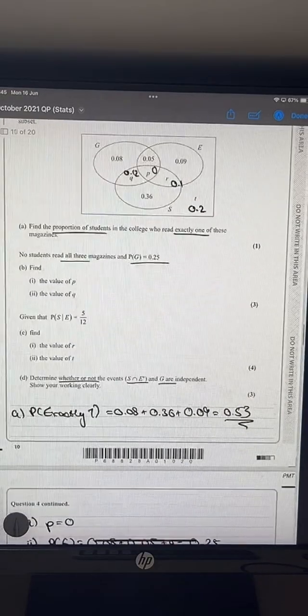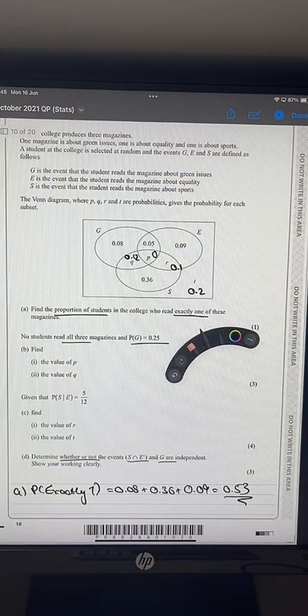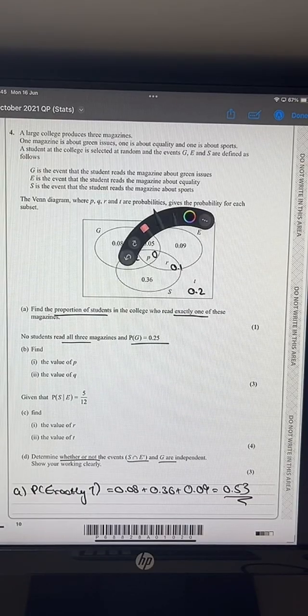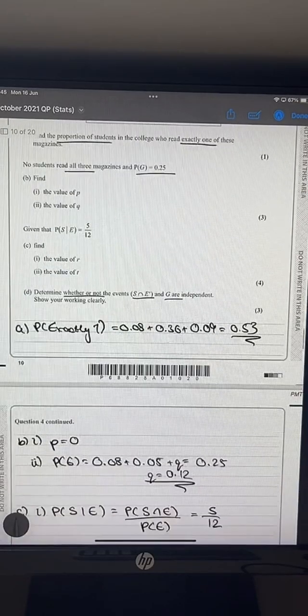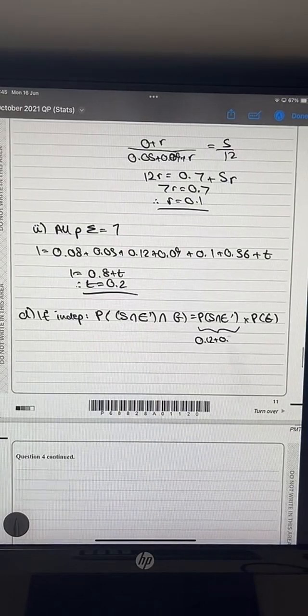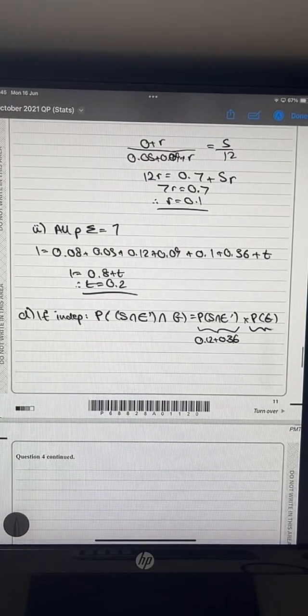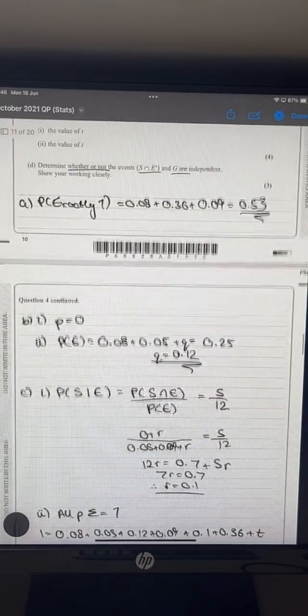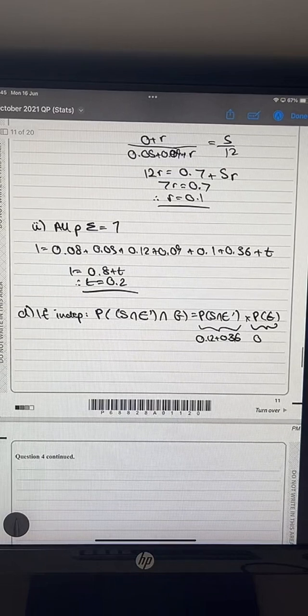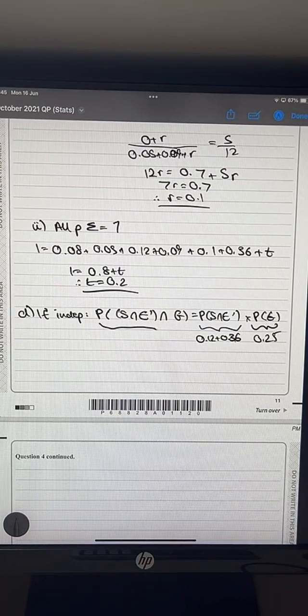S and not E. How am I going to focus on that? Well, where's my S? This is S, and not E is just this, so that's just 0.12 plus 0.36. So this is 0.12 plus 0.36. What is my probability of G? Well, they've already told me in the question. That's 0.25. Now, the harder one to find is this one here.